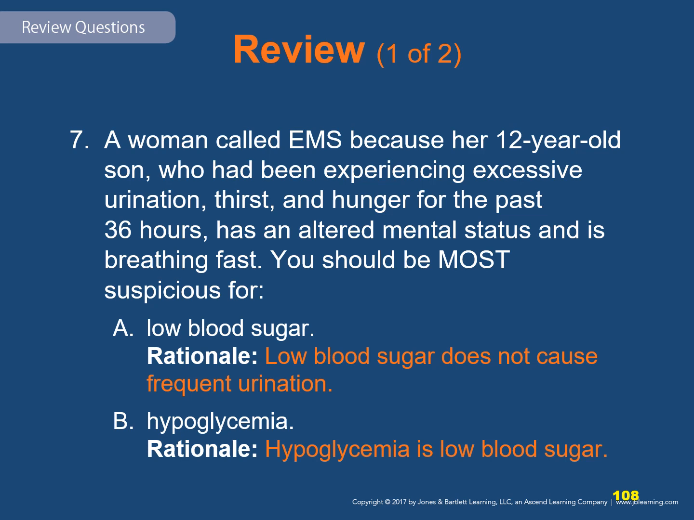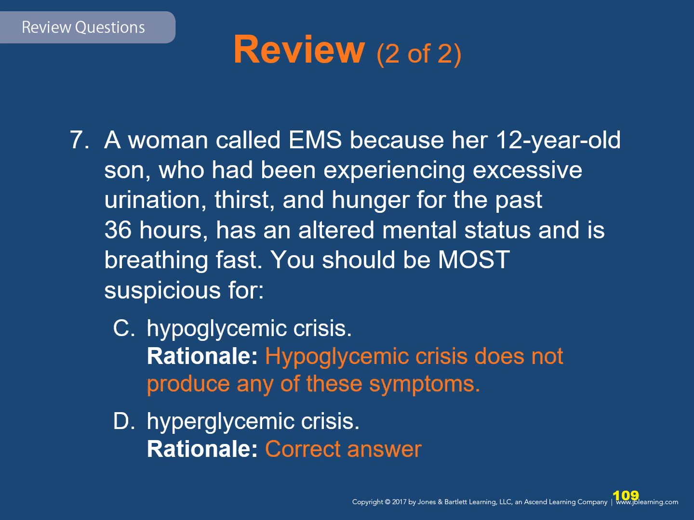Just to remind you of the scenario, a woman called EMS because her 12-year-old son, who had been experiencing excessive urination, thirst, and hunger for the past 36 hours, has an altered mental status and is breathing fast. You should be most suspicious for A, low blood sugar, and that's incorrect because low blood sugar does not cause frequent urination. B, hypoglycemia. Hypoglycemia is low blood sugar. That's not what's apparent here.